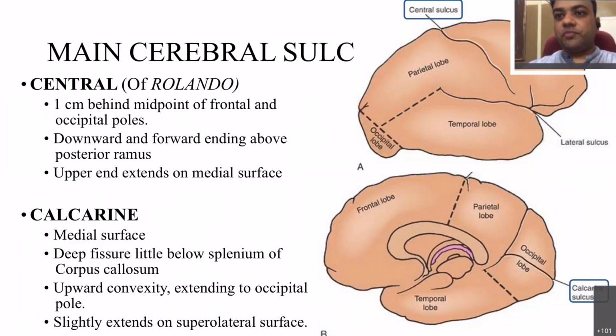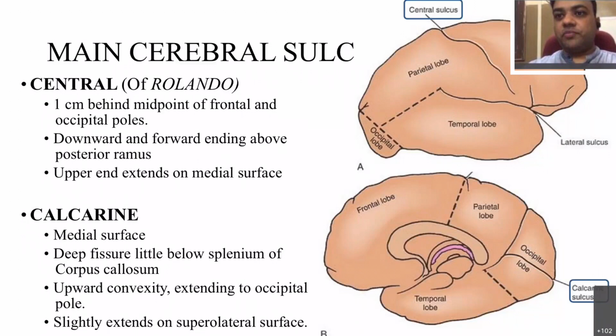This is the calcarine sulcus here. Okay. अब जब सुप्रोलेटरल सरफेस पे जाएगा यहाँ पे, तो this is extending from here, the calcarine sulcus. Got it? So this was about the central and the calcarine sulcus.